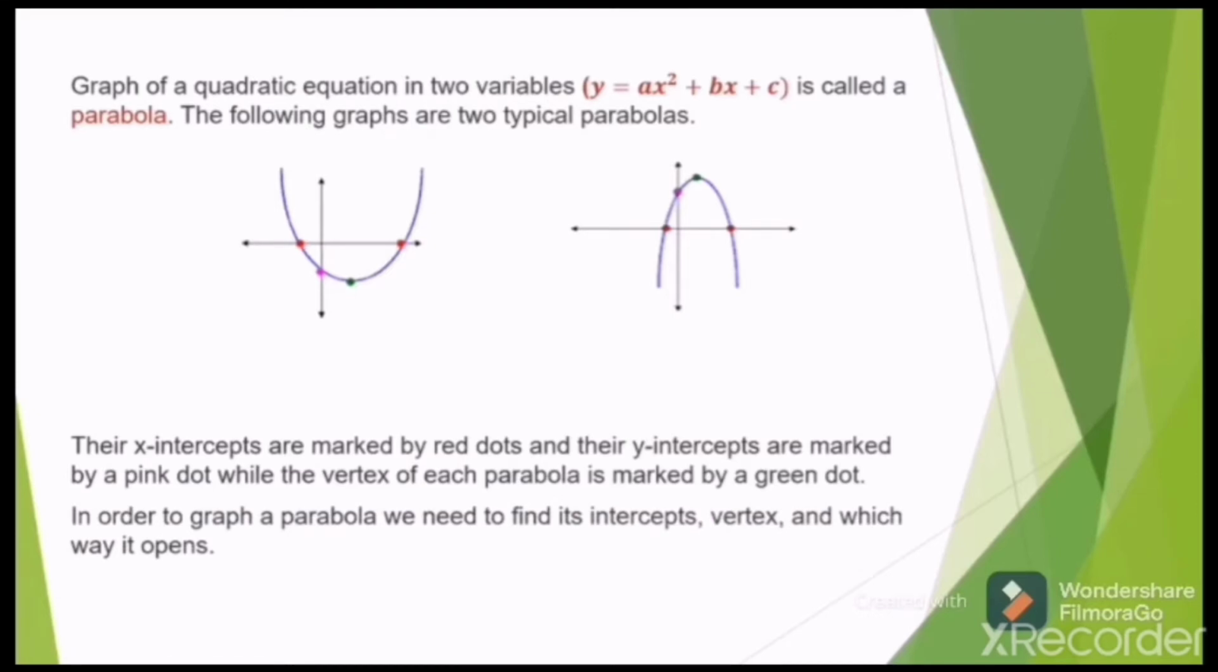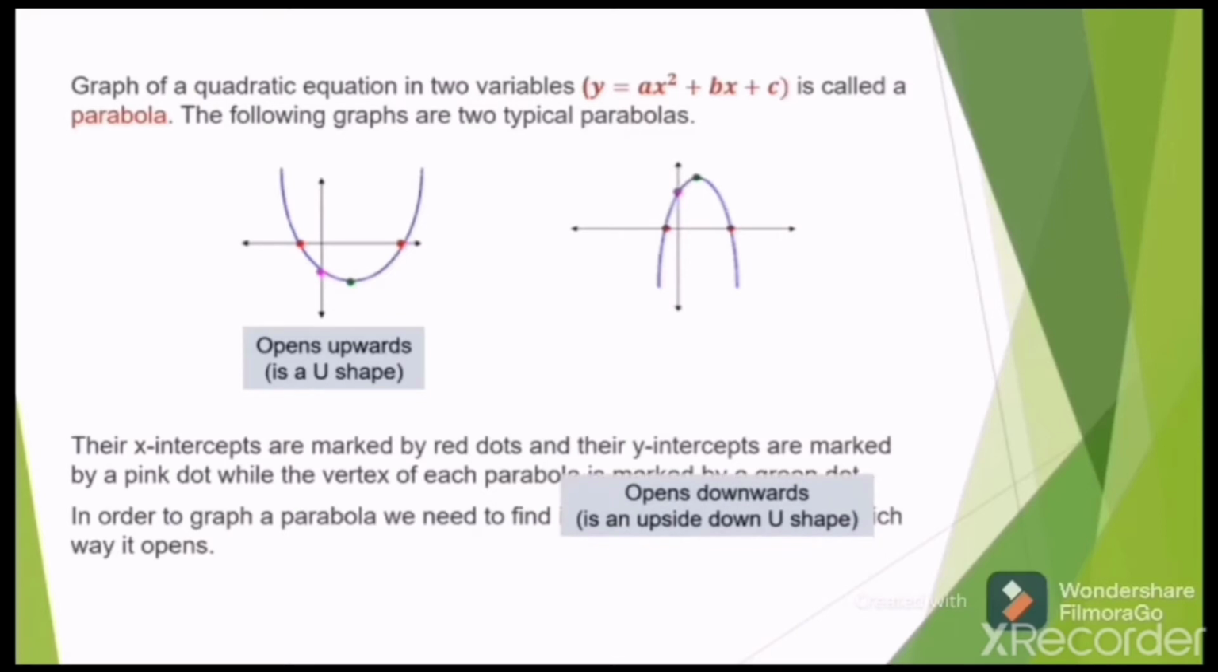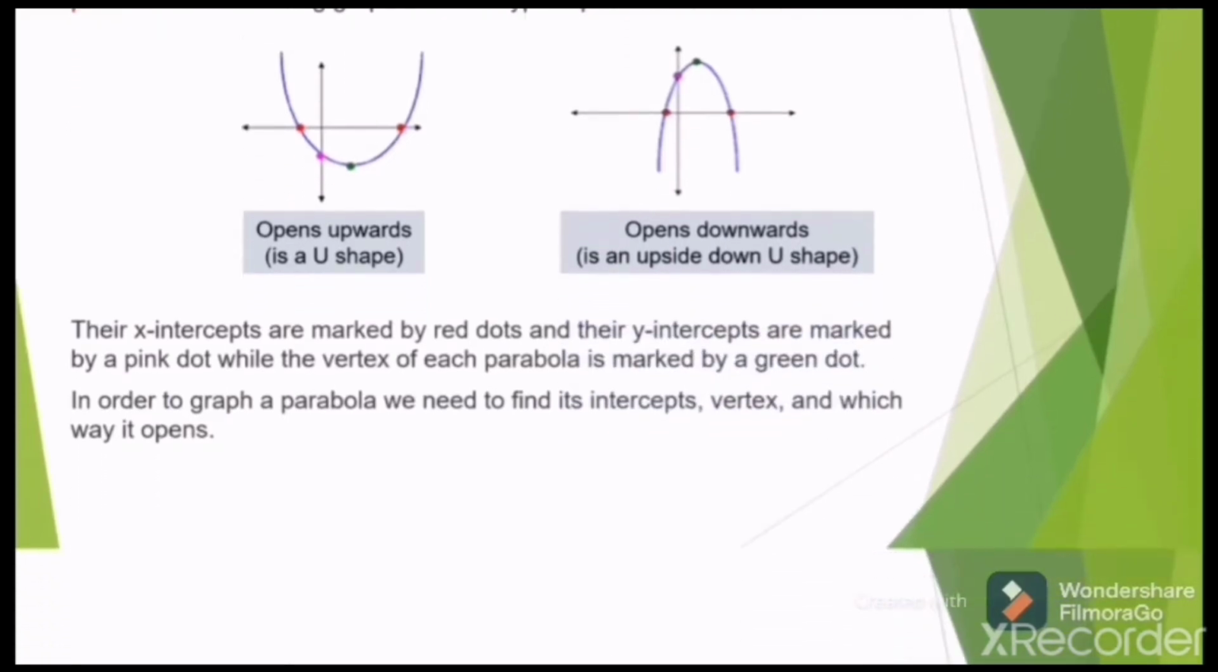Their x-intercepts are marked by red dots and their y-intercepts are marked by a pink dot, while the vertex of each parabola is marked by a green dot. To graph a parabola, we need to find its intercepts, vertex and which way it opens. In mathematics, we assume if a is greater than 0, which is a positive number, then the parabola opens upward. If a is less than 0, which is a negative number, then the parabola opens downward.